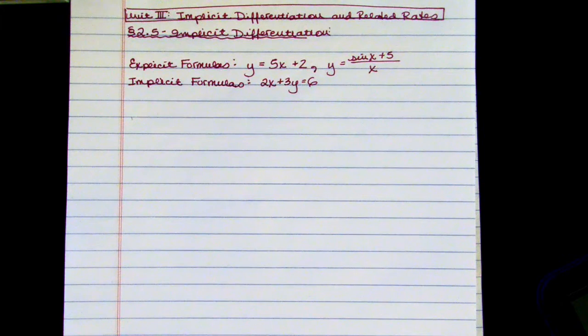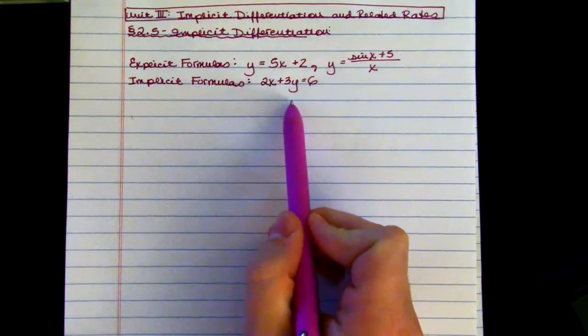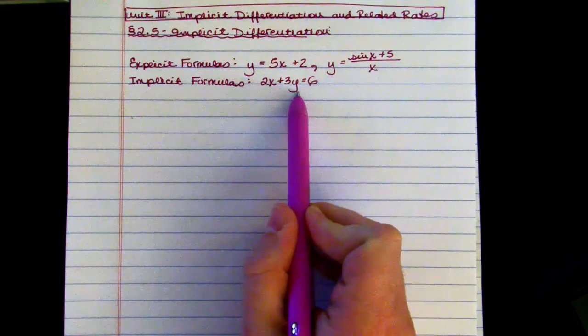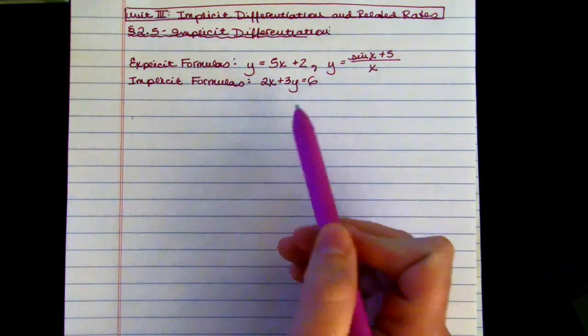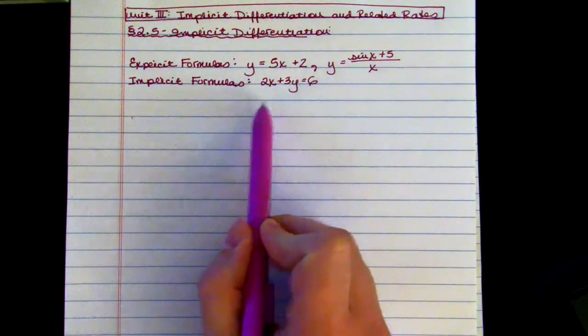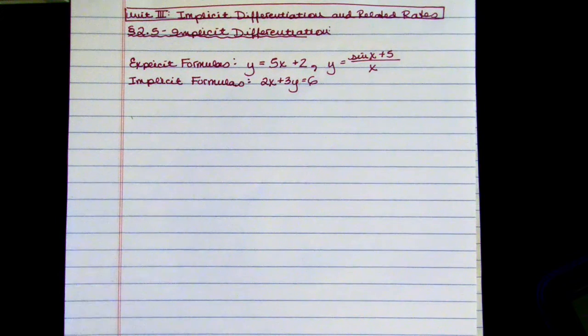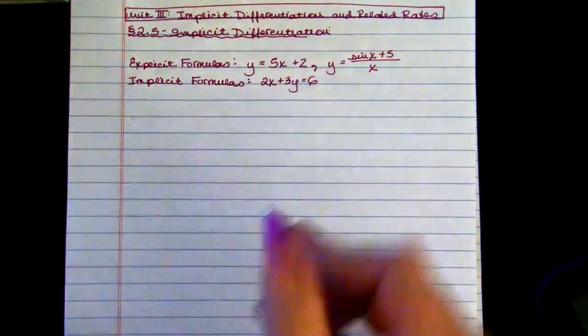Now, if I want to find the derivative of this thing, hopefully you would think that the easiest thing to do is, well, just turn this into a y equals formula, turn this into an explicit formula, which would be exactly right. We'd subtract 2x from both sides, divide by 3, we would get an explicit formula. Then we can differentiate and use all of our basic derivative rules and all that stuff.